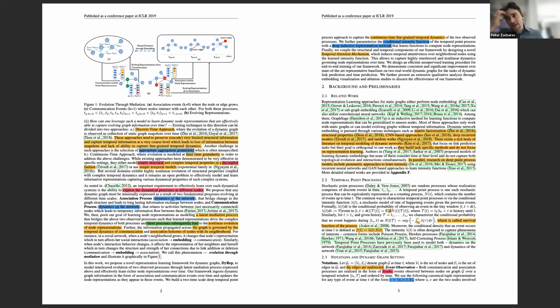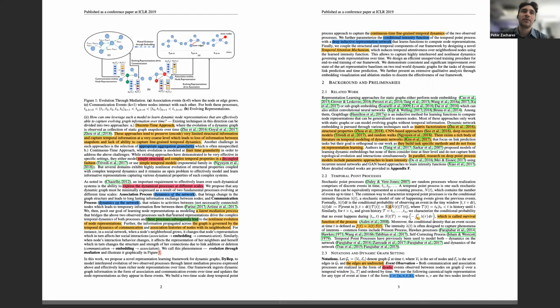And again, moving back to this idea of associations versus communications, if that's not clear, please just stop me, because I think it's really important throughout this paper to understand that difference. They say these two processes that modify a graph happen at different timescales, and so you need to express them at different timescales, otherwise you're not going to get an accurate dynamic model.